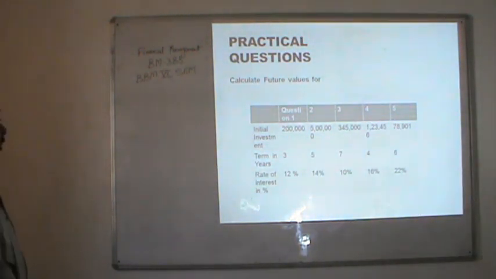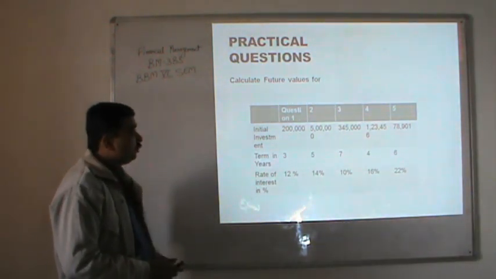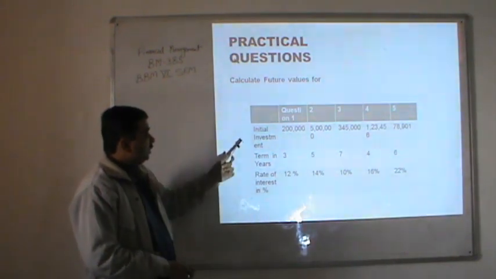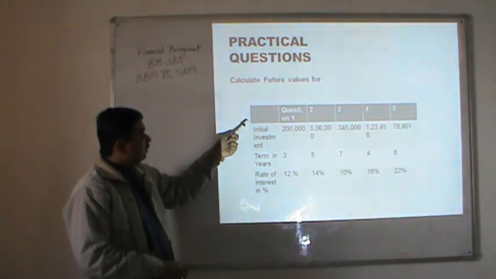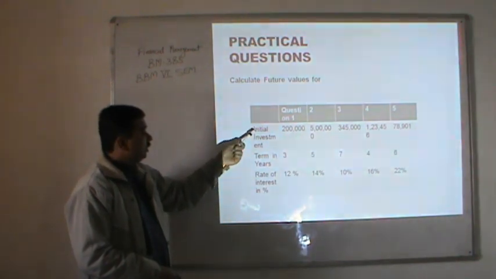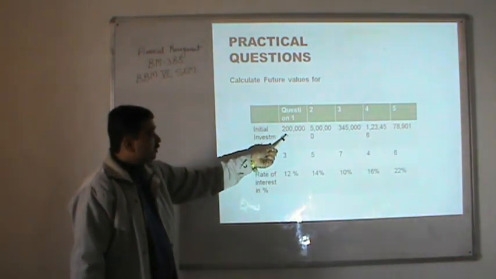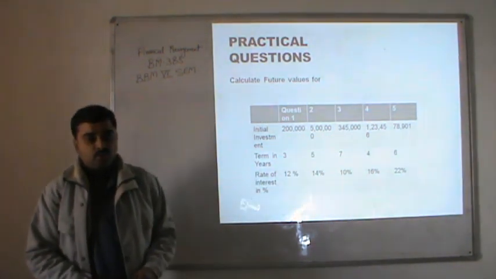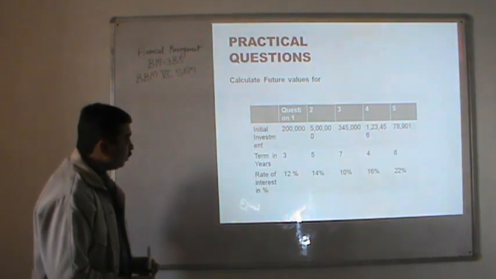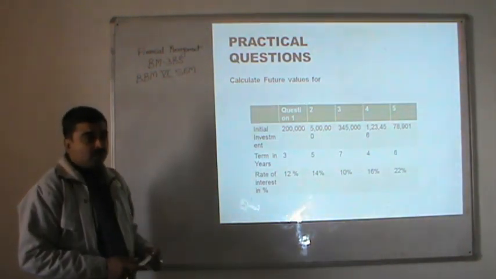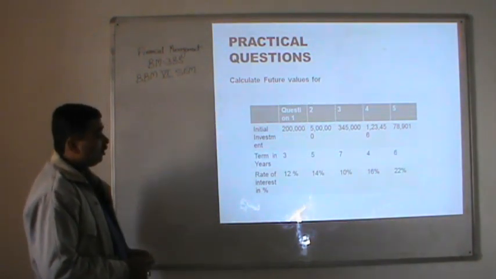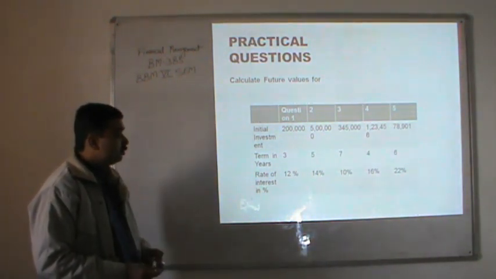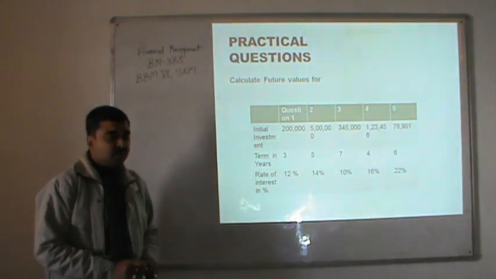Now we try to calculate the future values for these 5 questions. In these 5 questions, if we check one by one, the initial investment in question number 1 is 2 lakh, the time is 3 years and the rate of interest is 12%. So either we calculate using the old method of a calculator, or we can use the table value and multiply with it to calculate the future value.